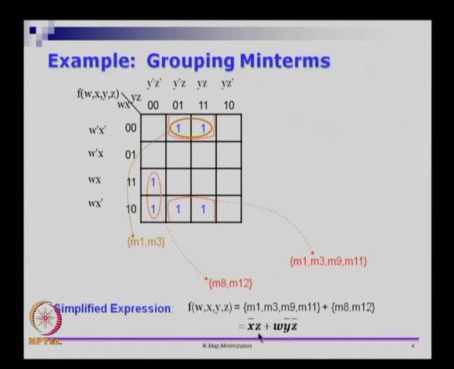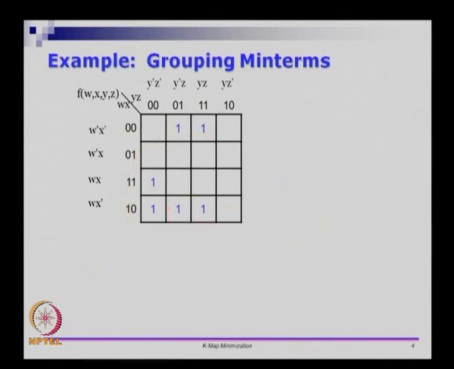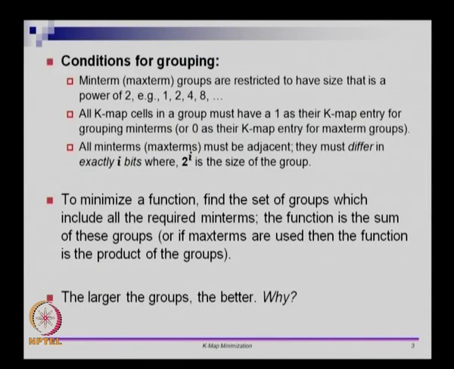We can get to these product terms relatively quickly by knowing how to group. So, let me go back and show you how the grouping is done, what are the rules of grouping. The conditions for grouping are: min-term groups are restricted to have size that is a power of 2. You can either group just the one term or 2 terms together or 4 terms or 8 terms together and so on. All the cells in a group must have a 1 as their entry if you want to group min-terms, or if you want to group max terms they can have zeros. You cannot mix ones and zeros, and all of them must be adjacent to each other. So, these are the 3 different things that we want.